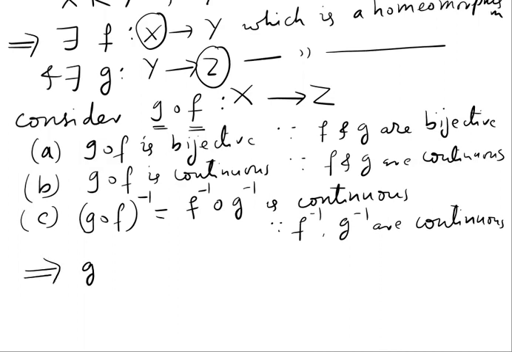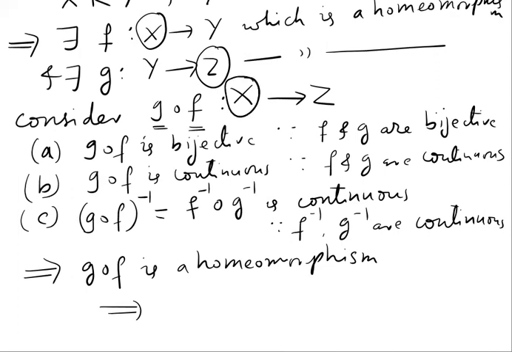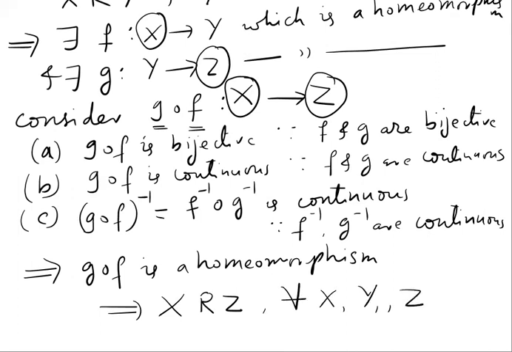This implies X is homeomorphic to Z. Therefore, X is related to Z. And this happened for all x, y, z coming from S, with X related to Y and Y related to Z. So therefore R is transitive. We'll call this 3.